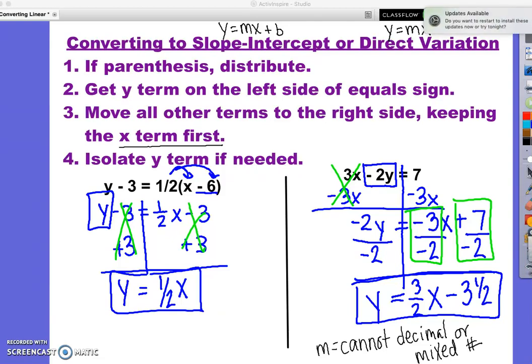Good morning, good afternoon. Again, we're going to be talking about converting to slope-intercept form or direct variation. If you have just a point and the slope, you can't actually just write an equation in slope-intercept form unless that point is the y-intercept.